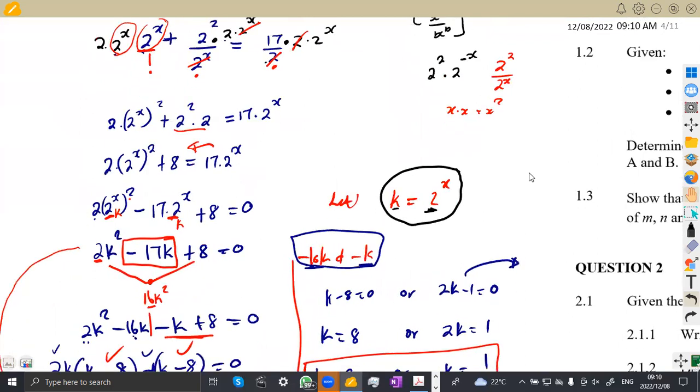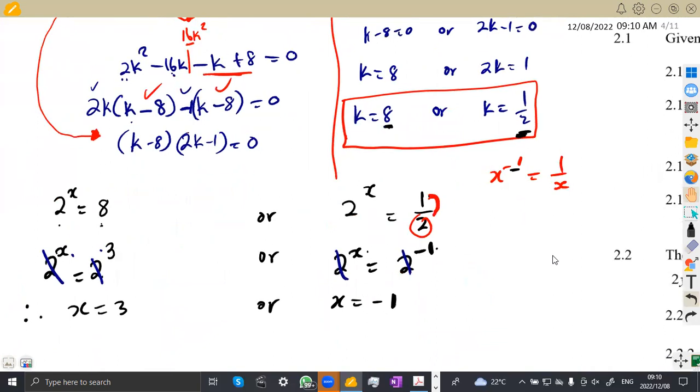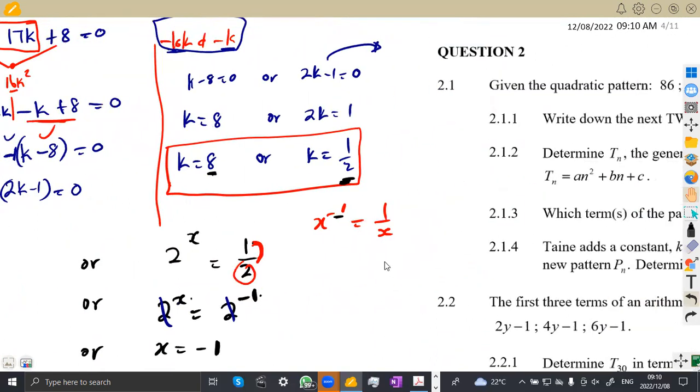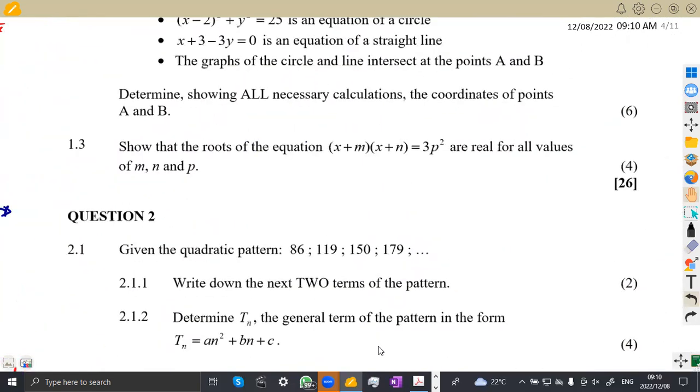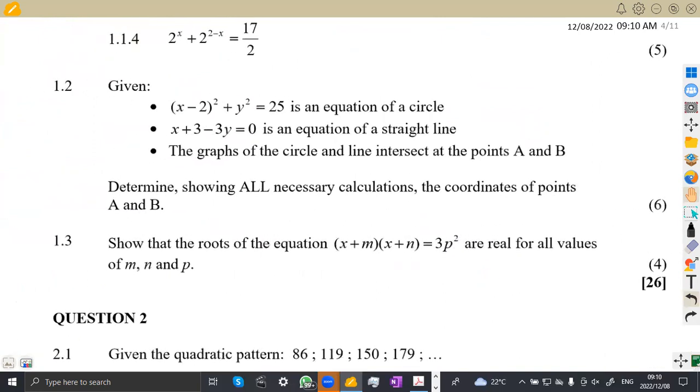All right. Let's see the other part of the question. The other part of the question is now on 1.2. Given the equation of a circle and the equation of a straight line, the graphs of the circle and the line intersect at A and B. Determine, by showing all necessary calculations, the coordinates of points A and B. So A and B, these are the points of what?